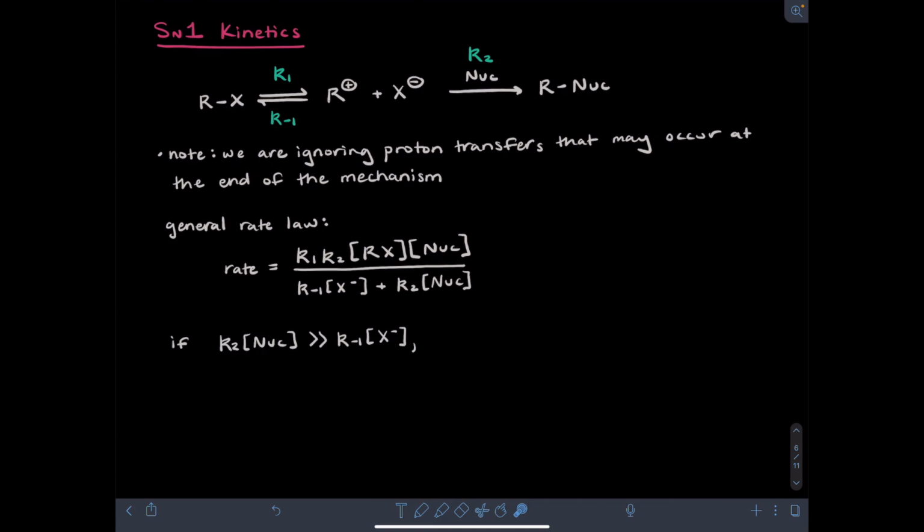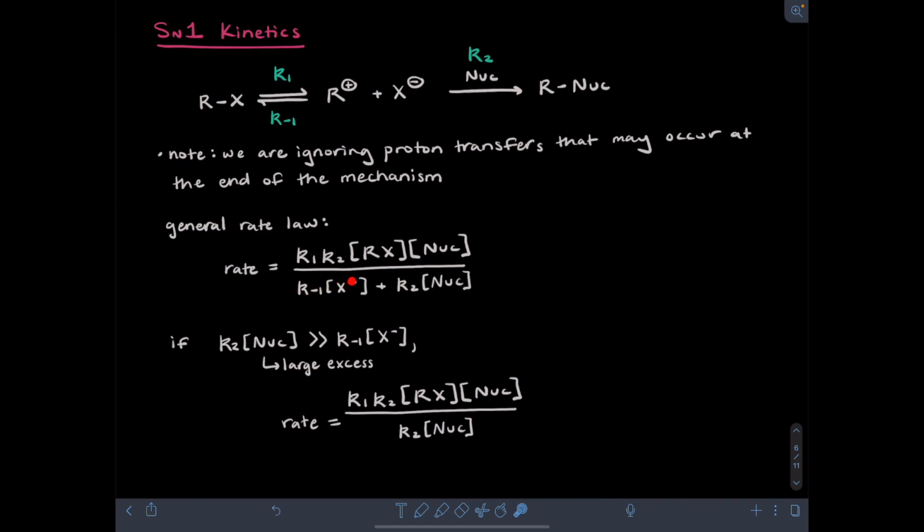We could consider two extreme scenarios. One is if the K2 times nucleophile term is much greater than the K-1 halide term. You could control this and make this the case by using a really large excess of nucleophile, making that term larger. When this is the case, we would ignore the K-1 times halide term, getting to a simplified rate law. Then we would see which terms could cancel from here. You could cancel the K2 and concentration of nucleophile terms that appear on both the top and bottom of the equation. And under these conditions, the rate would only depend on K1 and the concentration of alkyl halide. So it is under these conditions that we got the original unimolecular terminology for SN1.